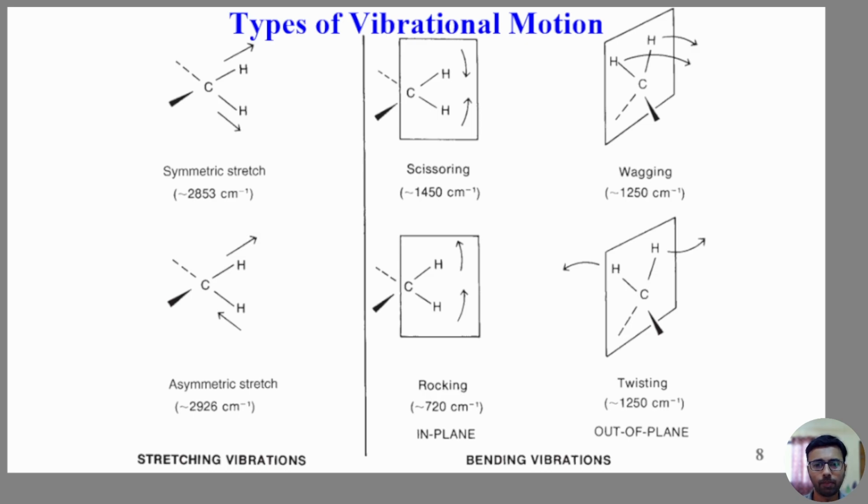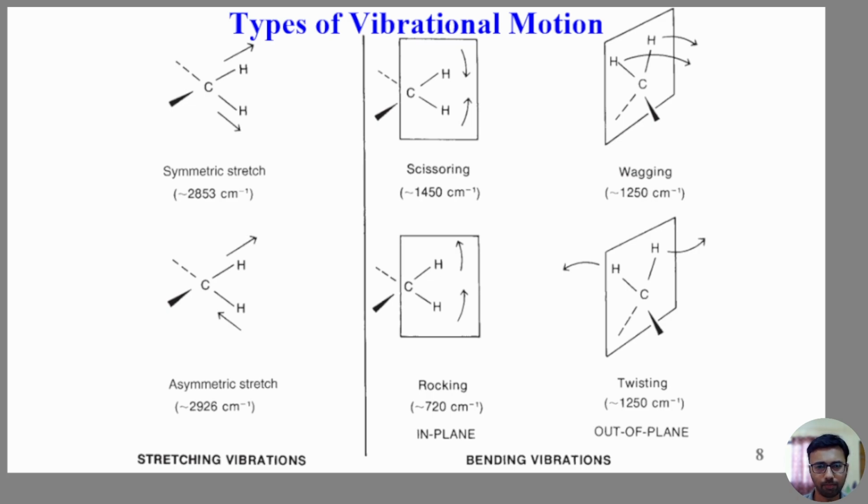Now let us imagine something different. Instead of staying on the paper, the atoms begin to move above and below the plane. These are called out-of-plane bending vibrations. The first example is wagging. In wagging motion, both atoms move up and down together. They move in phase with each other. The motion resembles a dog wagging its tail. This vibration often appears around 1250 cm⁻¹.